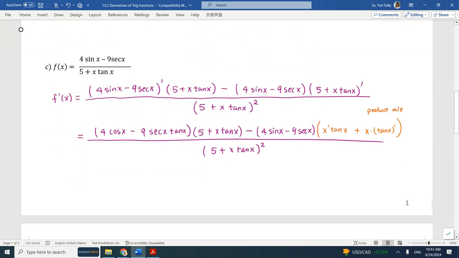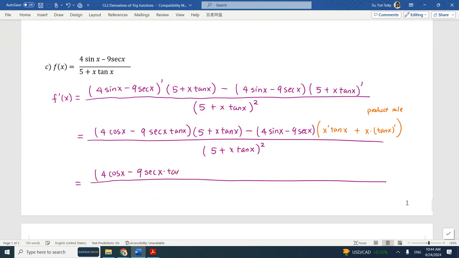Okay. So then, do you see like every step we just change something? Many of the things we just copy. The next step, all this just copy down. Okay, so copy again. We have 4 cosine x minus 9 secant x times tangent x. 5 plus x tangent x minus 4 sine x minus 9 secant x.